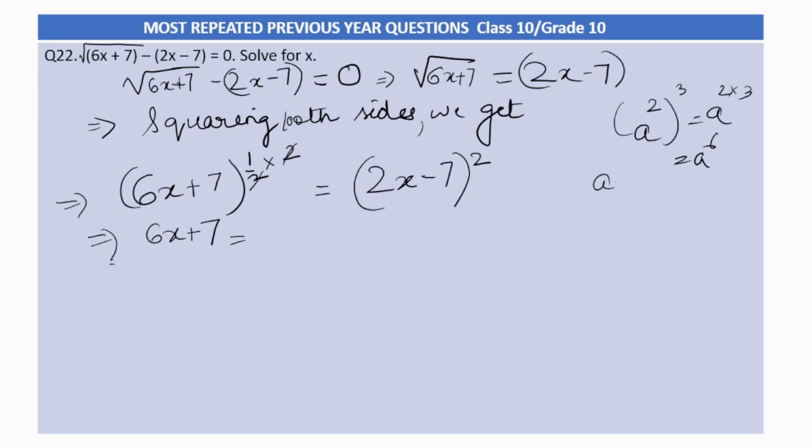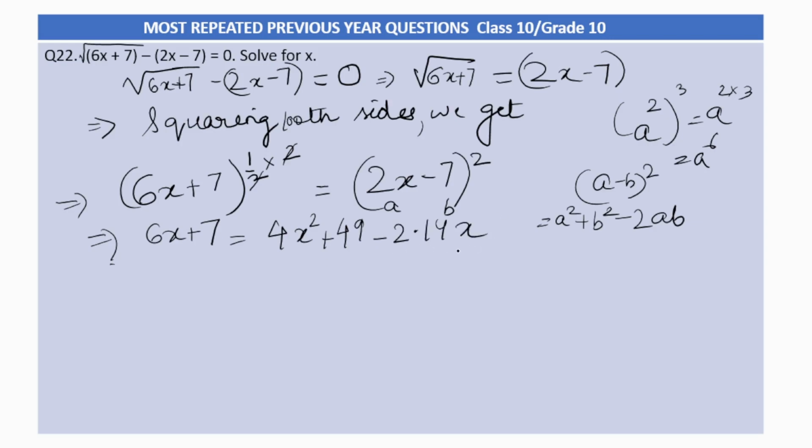We know a minus b whole square. Just we have to apply the same formula here. A is here 2x and b is 7. So a square will be 4x square. B square will be 49. What is the formula for a minus b whole square? A square plus b square, sorry, not plus, a square plus b square minus 2ab. So here again minus of 14x, right? Minus 2 into 14x. This will be there, minus 2ab.